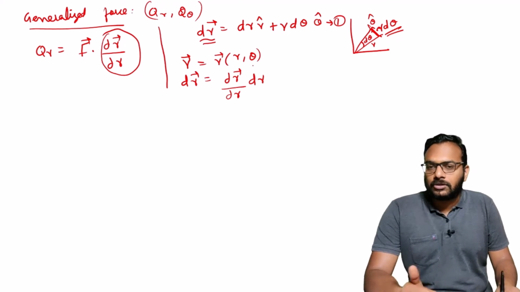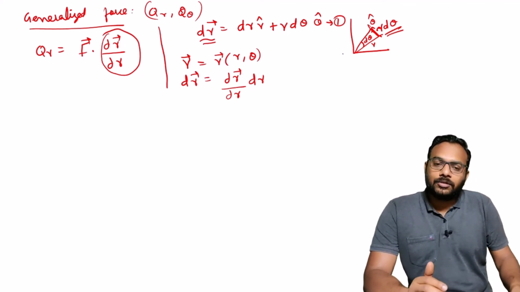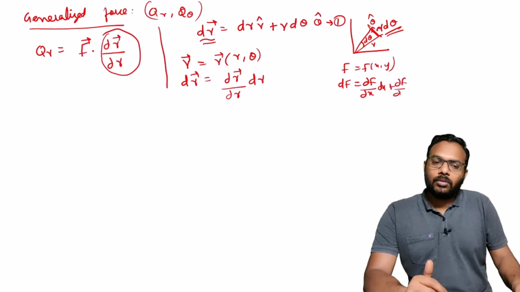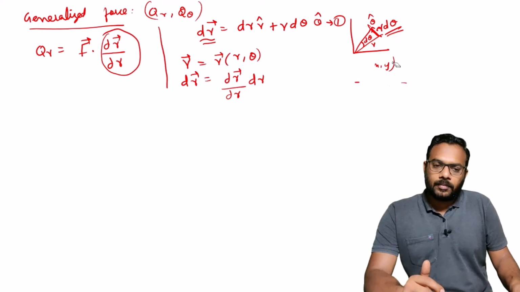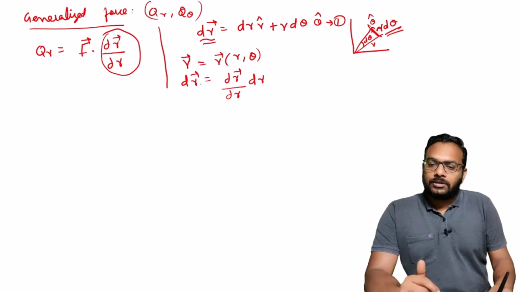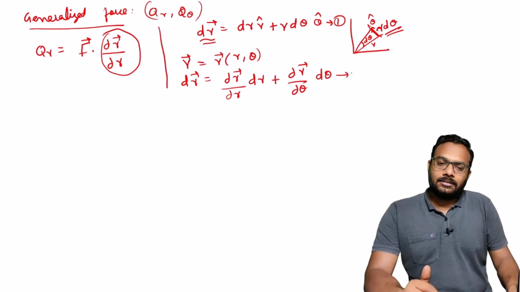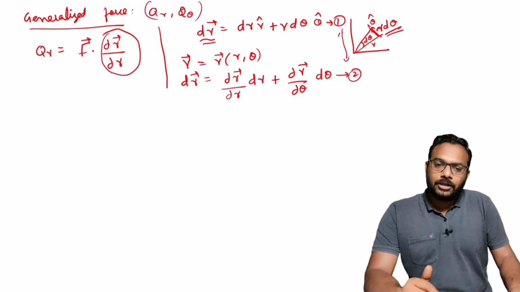If you have got f of x comma y, for example, and you want to find df, if we get f is equal to f of x comma y, this is known as the chain rule. If you want to find df, you find ∂f/∂x dx plus ∂f/∂y dy. That's the same thing we are doing here. Okay, so ∂r vector/∂r dr plus ∂r vector/∂θ dθ. So you see that both equation 1 and 2 are expressions for dr vector, right?